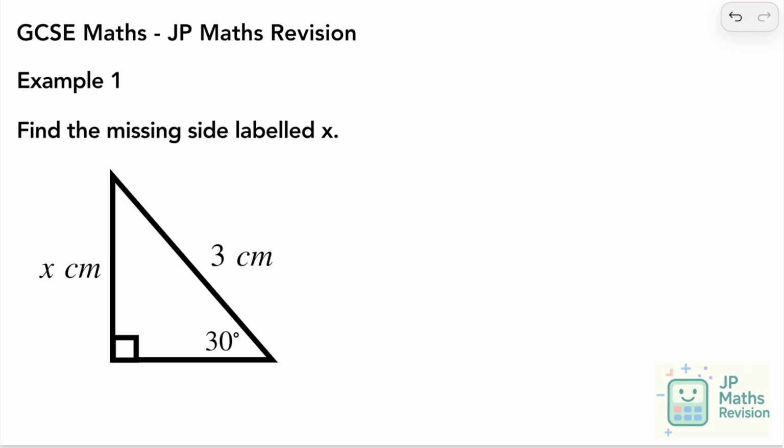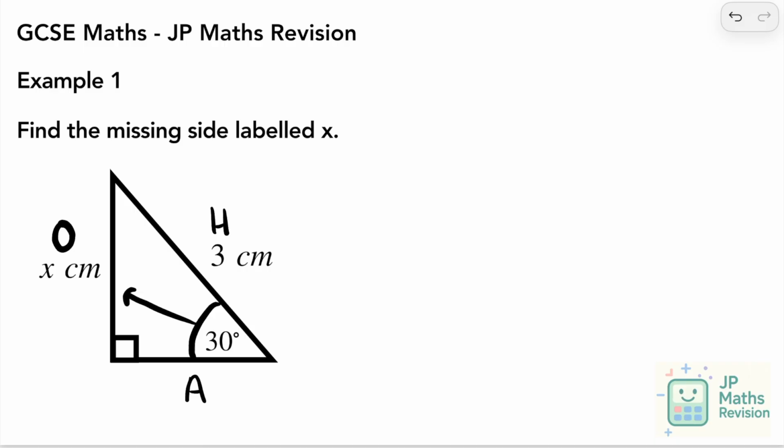So here's an example. In this question, we need to find the missing side labelled x. The first thing I'm going to do is label my three sides: the opposite, adjacent and hypotenuse. So I've got my opposite side, which is the side that's opposite the angle. In this case, opposite is x. I've got my hypotenuse, which is the longest side, which is always the side that's opposite the right angle. So this is h. And then the other side is the adjacent side, the side that's touching the angle.